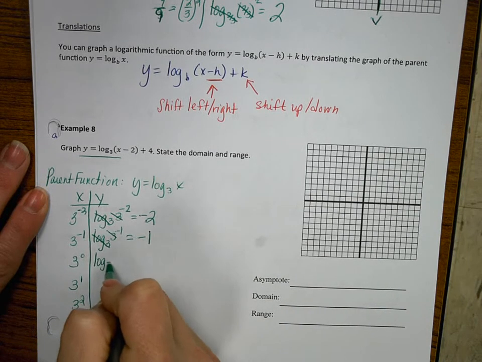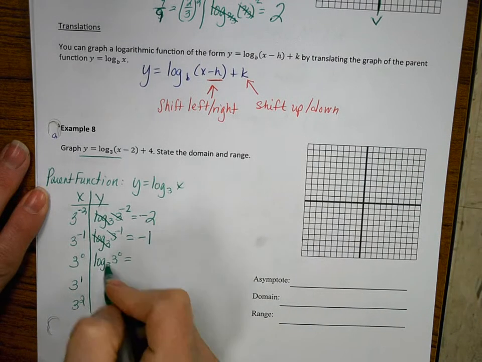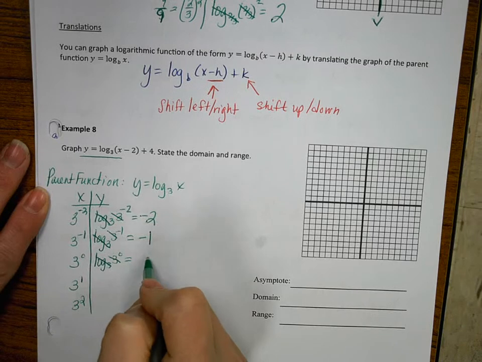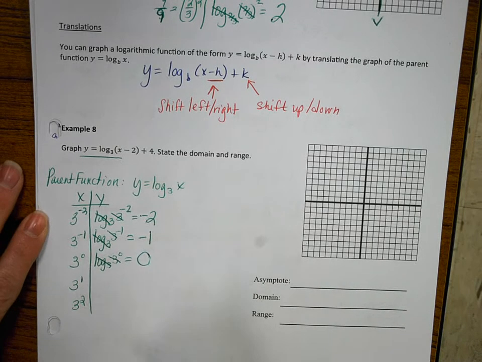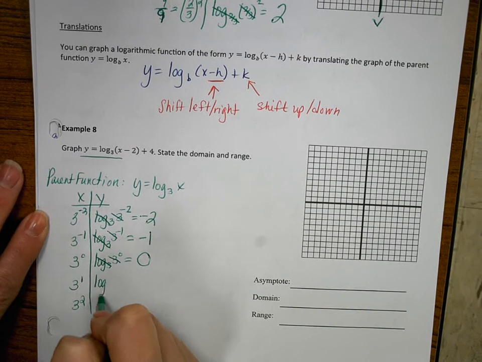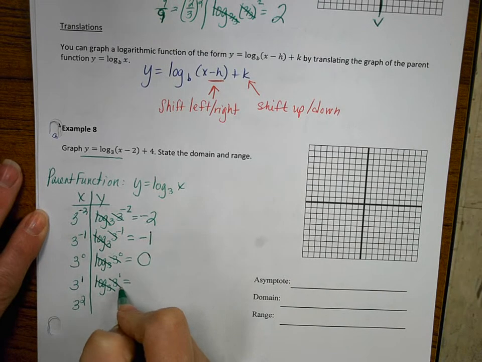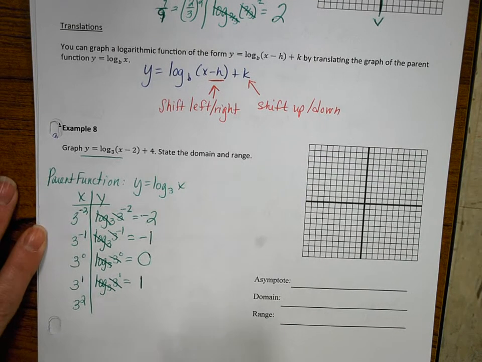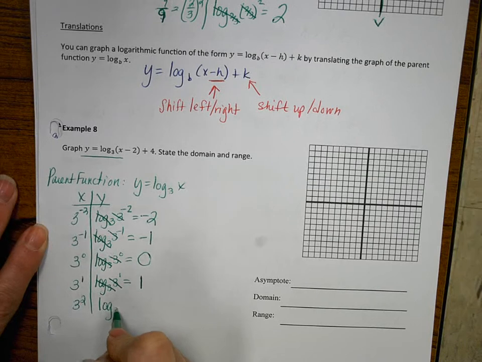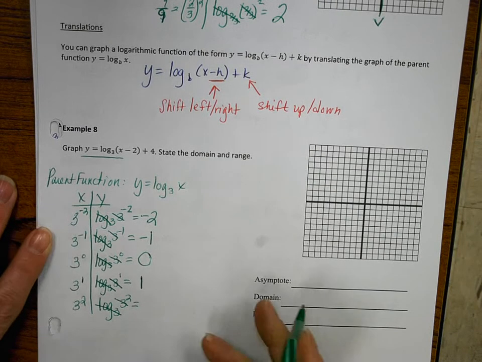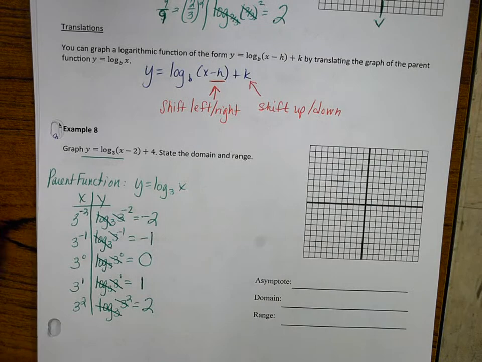Log base 3 of 3 to the 0: the base of my log matches the base of my exponent, so the answer is 0. Log base 3 of 3 to the first: the base matches, and my exponent is 1. And finally, log base 3 of 3 to the second: the base matches, and my exponent is 2.